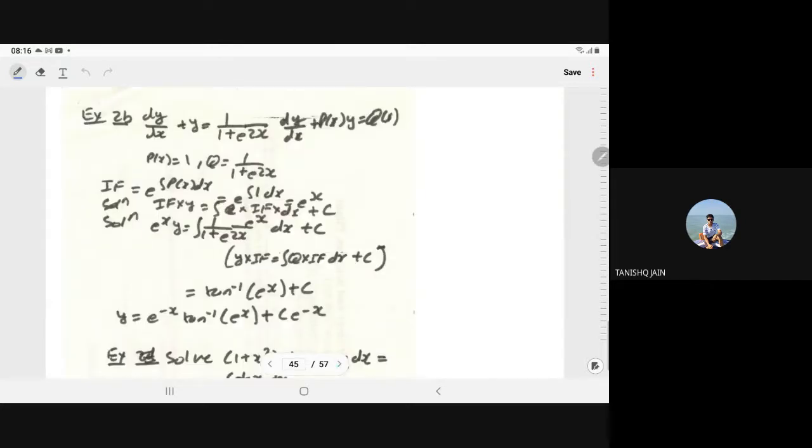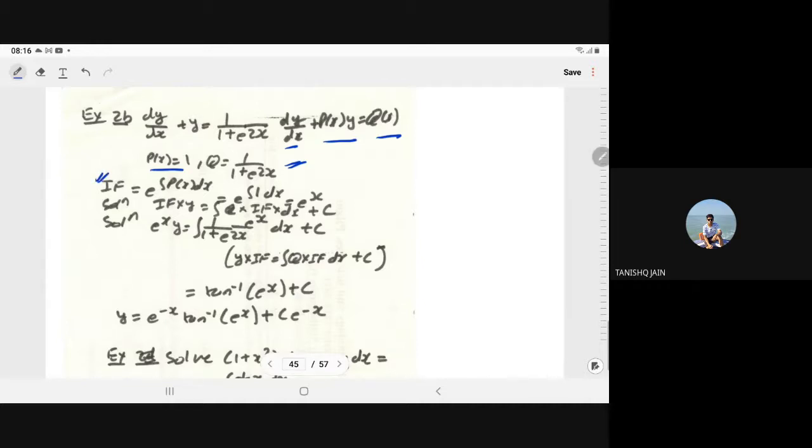Now, if we have this equation dy by dx plus y is equal to 1 upon 1 plus e to power 2x. So if you compare with the standard one, dy by dx plus P(x) y is equal to Q(x), what you will get? P(x) is equal to 1 and Q(x) is equal to 1 upon 1 plus e to power 2x. So this is the standard linear equation.